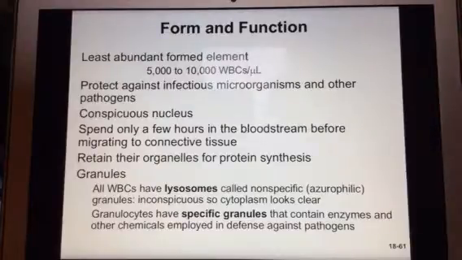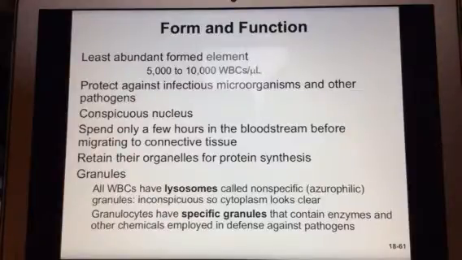So the white blood cell is the least abundant formed element. It only composes 1% of the hematocrit. We would expect to see anywhere from 5,000 to 10,000 white blood cells per microliter of blood. They protect against infectious microorganisms and any other invading foreign matter, if you want to call it that. We can tell them by their weird-looking nucleus, and you'll see what I mean when we get to pictures. Conspicuous is a funny word, but they definitely have nuclei that look different than any other type of cell.